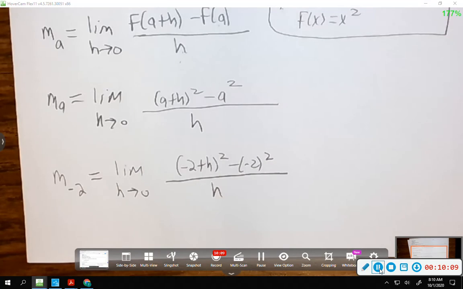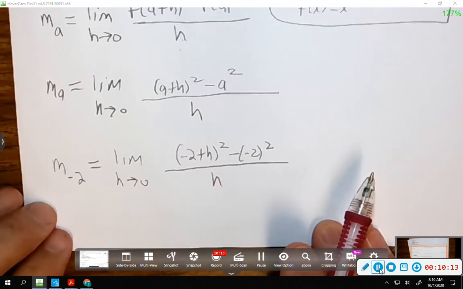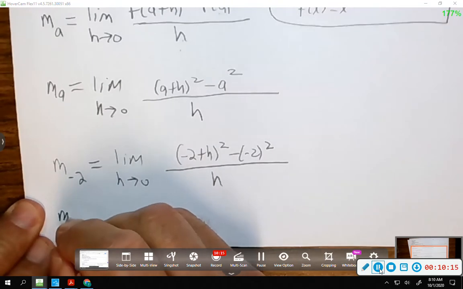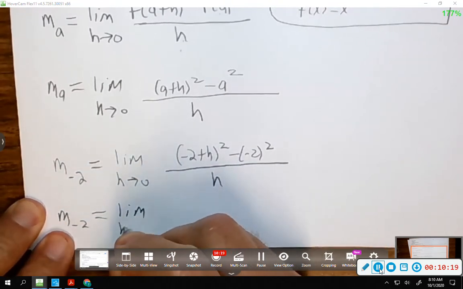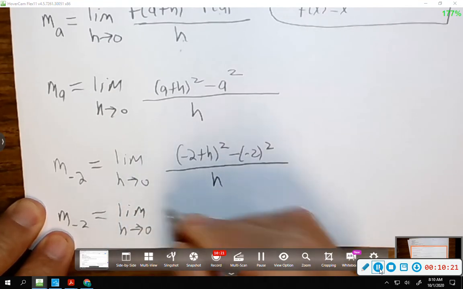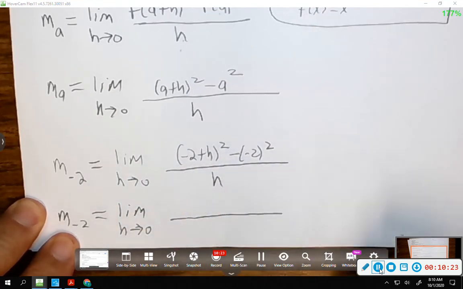But I have to FOIL this out. The key is I have to get this h canceled out of the denominator. So for lack of anything better to do mathematically, let's at least just multiply everything out in the numerator, and hopefully we will get some of the terms to cancel.